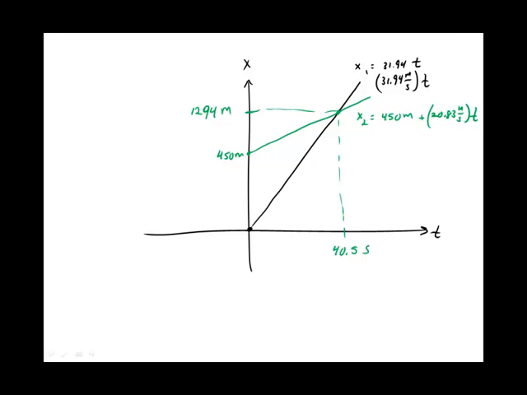Notice they're both straight lines. They're both constant velocities, hence the lines are straight. And the intersection of the lines is where the two cars meet. And the t-coordinate of that point is the time where we both meet. So this point is 40.5 seconds, 1294 meters.